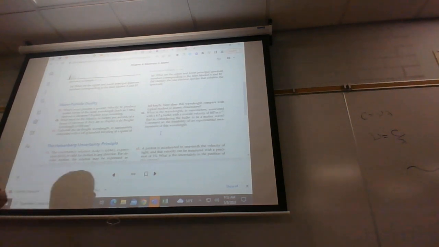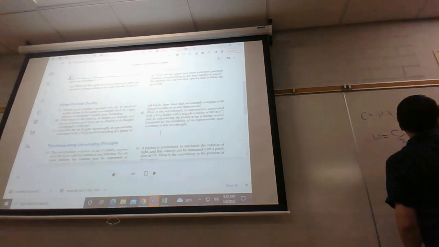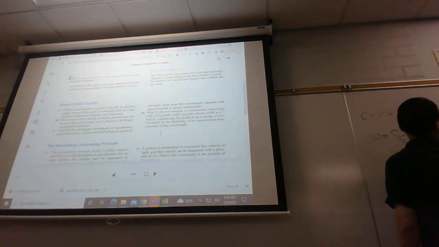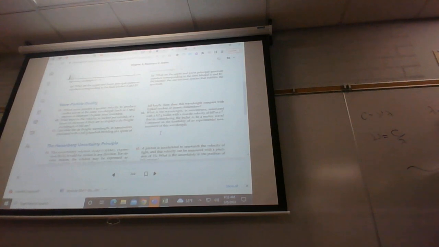This is for light or electromagnetic radiation. Lambda is equal to C over nu. Or there are more equations than this. If we factor in energy, energy is equal to h nu, which is equal to hc over lambda. And so lambda is also equal to hc over E of the photon. All these are for EM radiation.